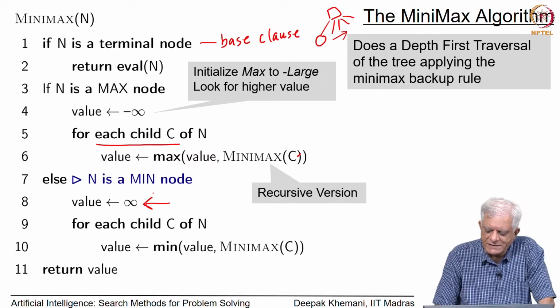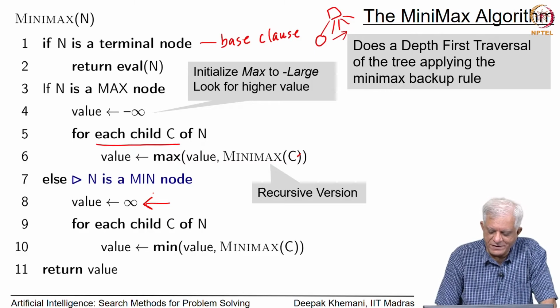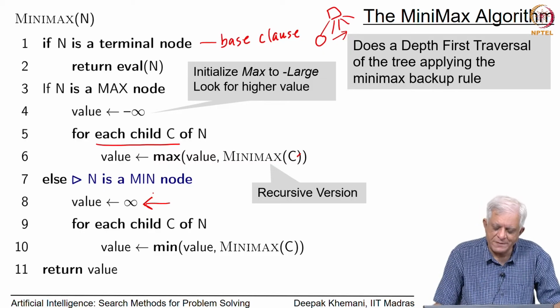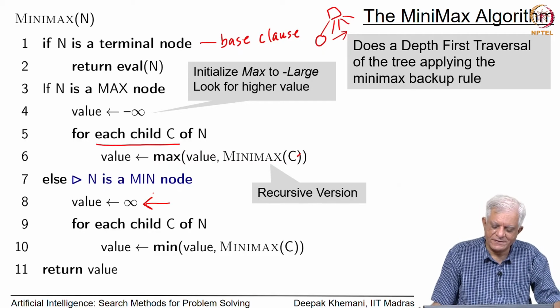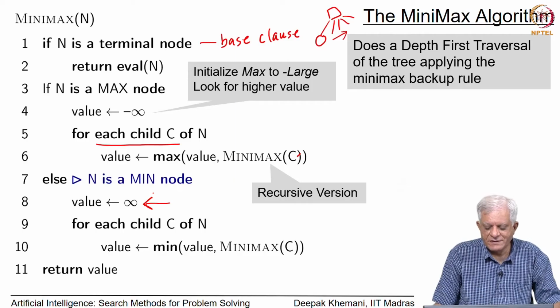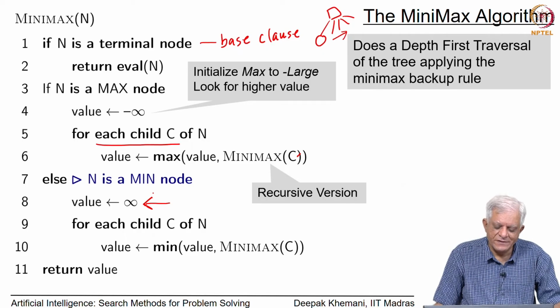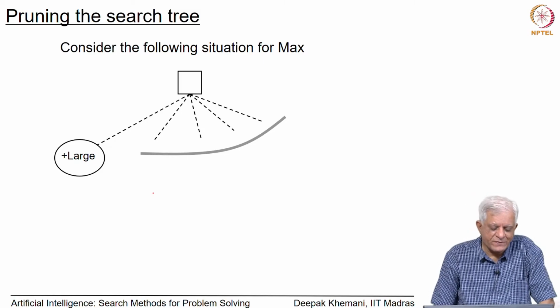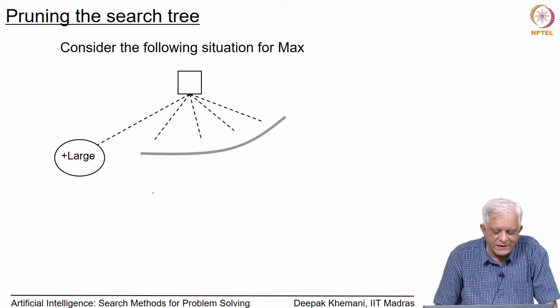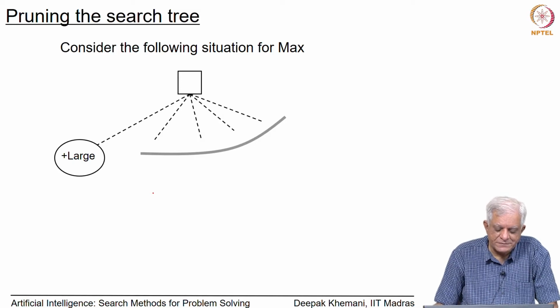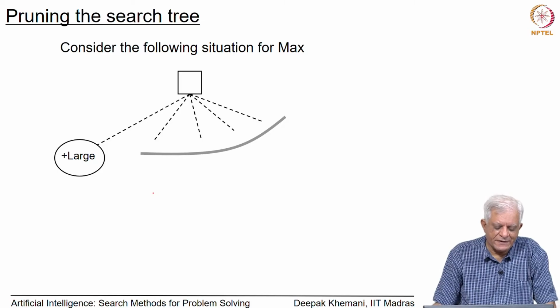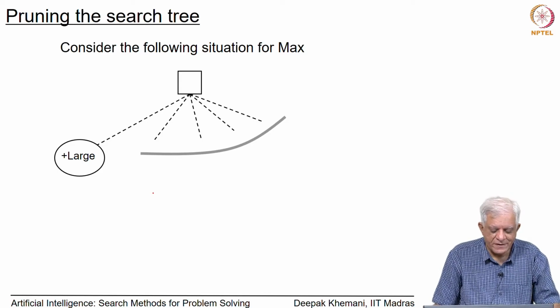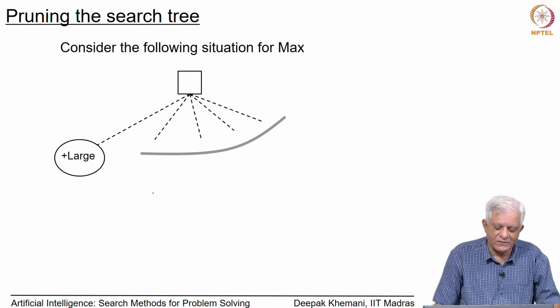Now, the minimax algorithm does a depth first traversal of the tree applying the minimax backup rule essentially. It sweeps the entire tree, it traverses the entire tree in some sense blindly, simply applying the minimax rule essentially. But we want to look at situations where you may want to ignore some parts of the tree. So, this is the simplest kind of a situation: if max has found a value of plus large from one of the children, then that is the best that max can do, it cannot do any better than that. So, there is no point in looking at the other children of max.